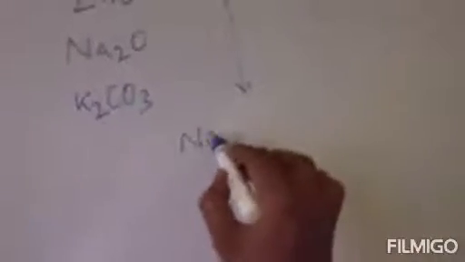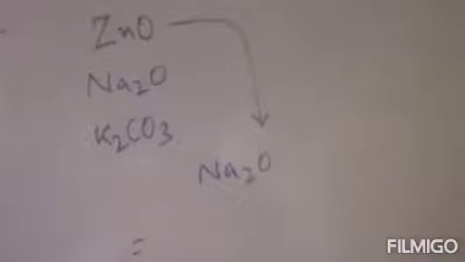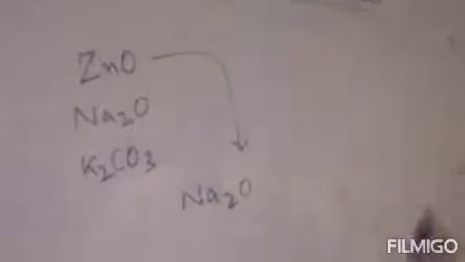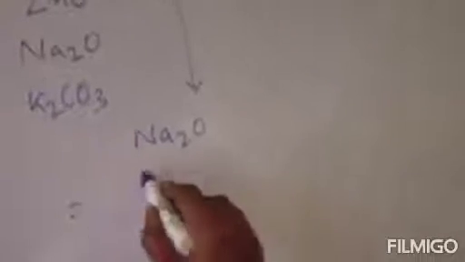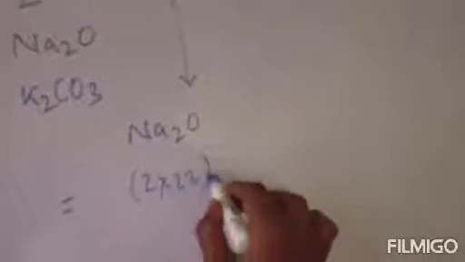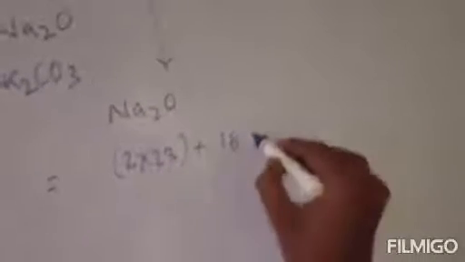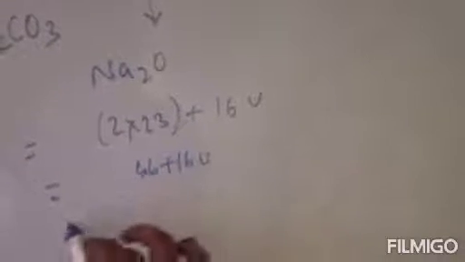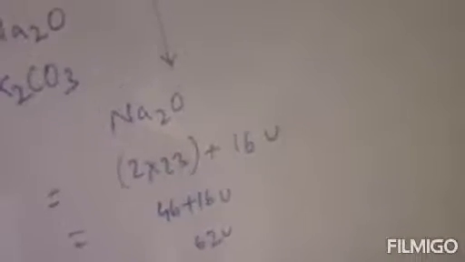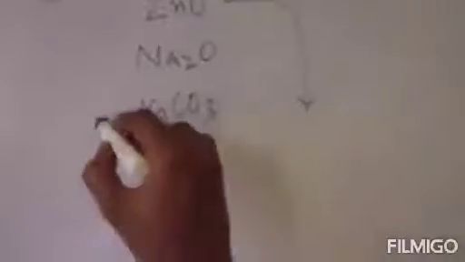Next, Na2O formula unit mass. Formula unit mass of sodium is 23, that is for one sodium atom. But here 2 sodium atoms are present, that means 2 into 23, and 1 oxygen atom is present, so 16 U. So this is 46 plus 16 U, so your answer will be 62 U. Clear? Next one, K2CO3. This one is important.